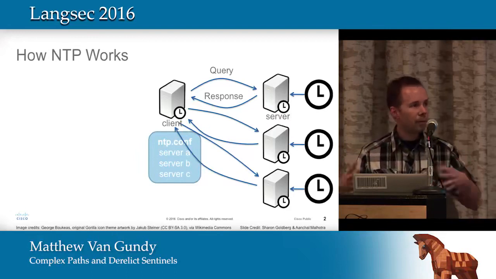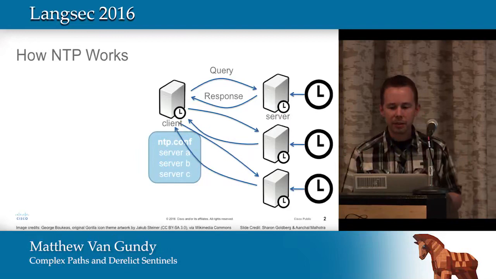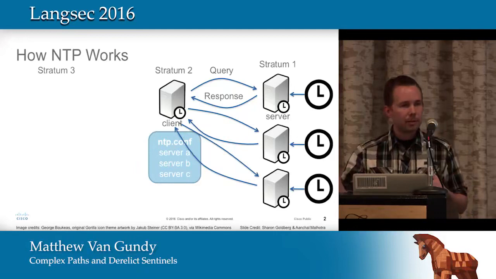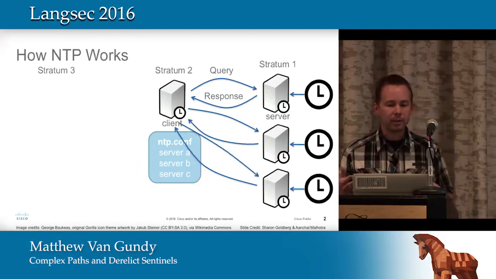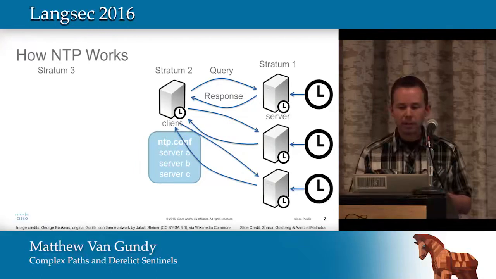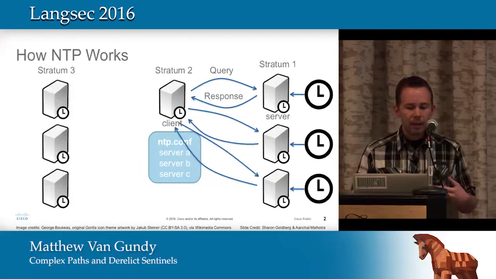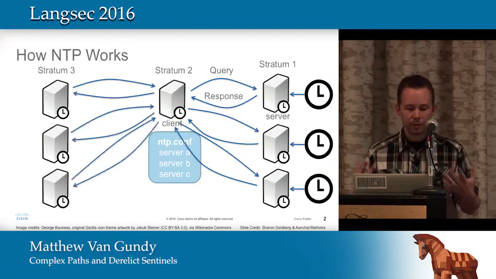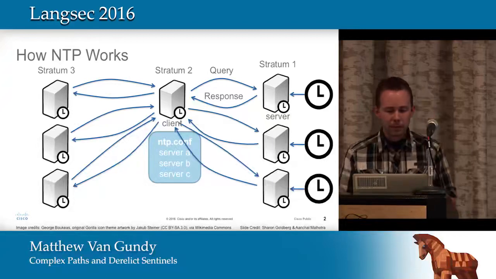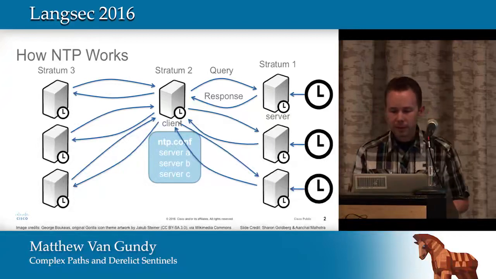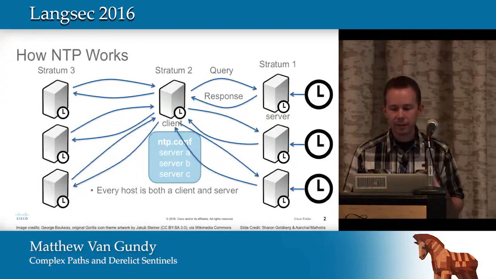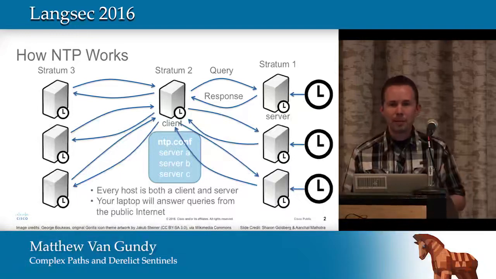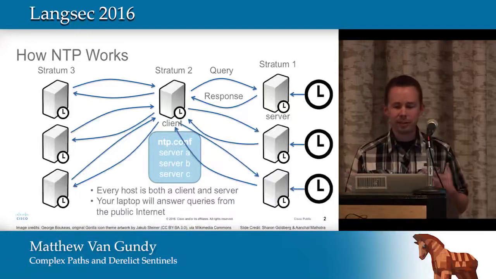In order to help form a public time infrastructure, every client, at least by default, is also a server. The top-level servers that are connected to reference clocks directly are Stratum 1. Their clients are Stratum 2, and you can have additional lower-level clients that use the Stratum 2 servers to get their time. It forms a tree structure. Every host is both a client and a server, which means that absent other protections, your laptop will serve time to the public internet. That means there's a whole lot of fun stuff you can do as an attacker.